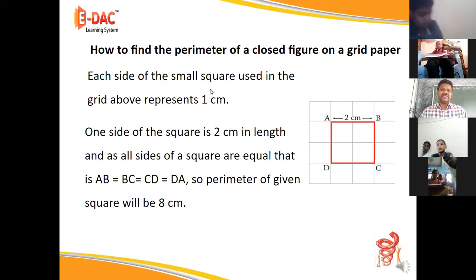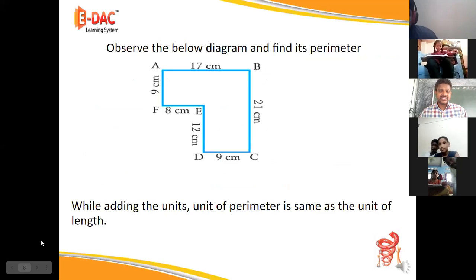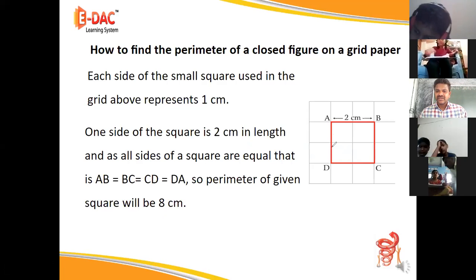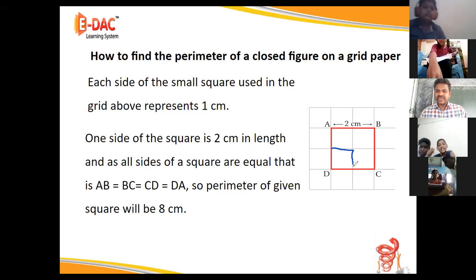How to find the perimeter of a closed figure on grid paper? Each side of the small squares used in the grid represents 1 centimeter. You see, this is one square. Here it is one square. This is one square. These squares together are called a grid. How to find the perimeter on the grid paper?